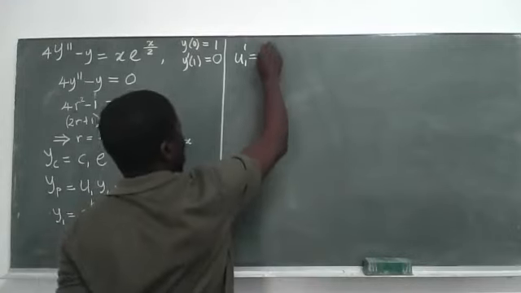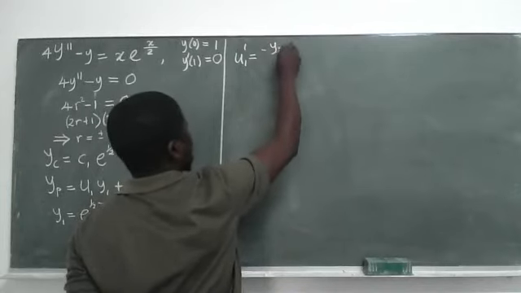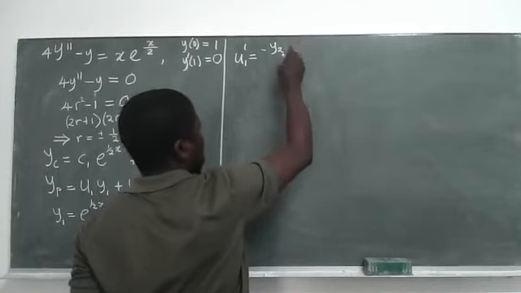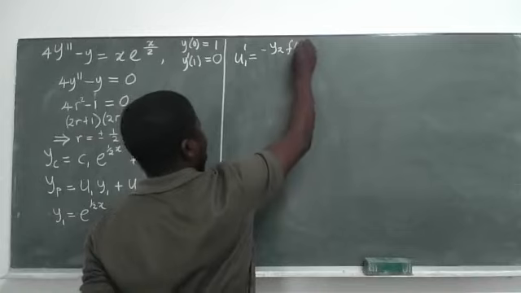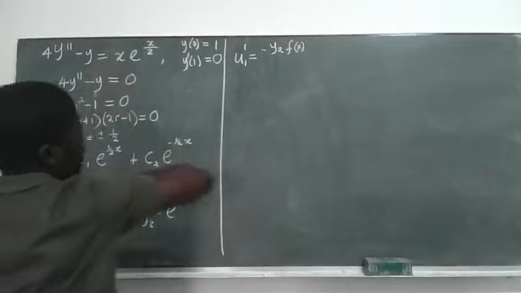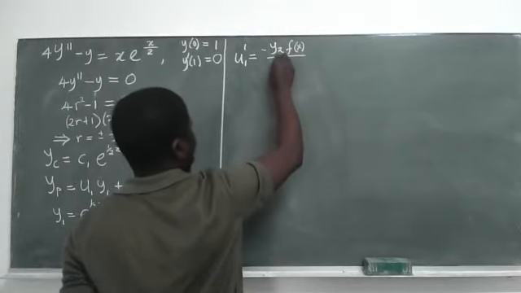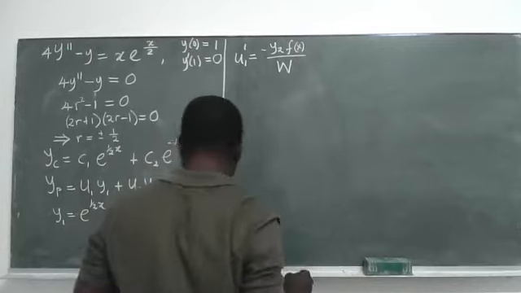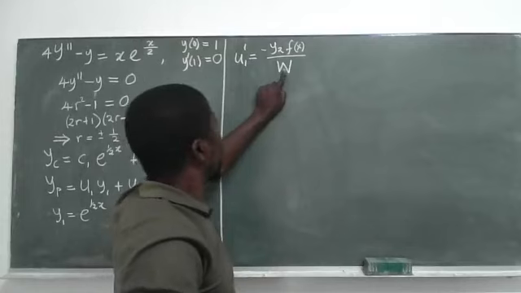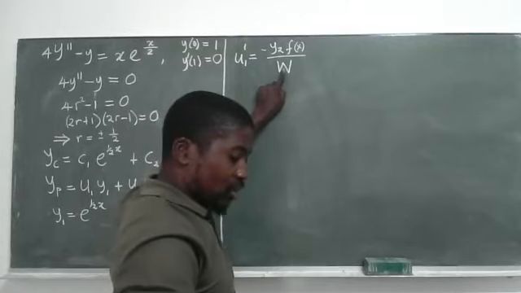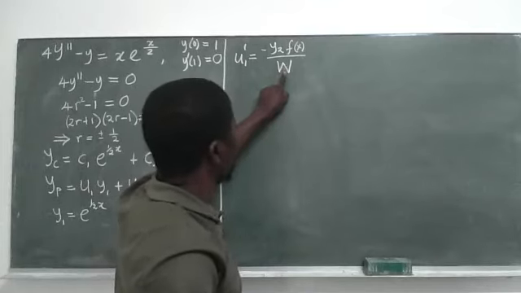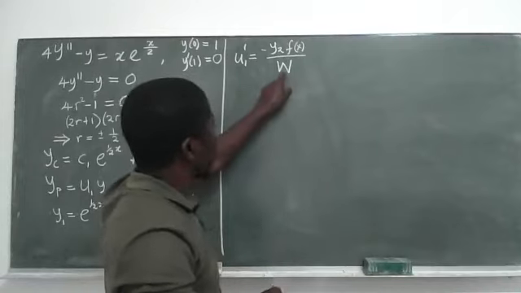So u1 prime is equal to minus y2 times f of x, or g of x, the function name doesn't matter. What we are referring to by f of x is that function on the far right side. So in this case, this is our f of x, all right? So that divided by the Wronskian. I want to emphasize that right here, we divide by the Wronskian alone. Let's not put the modulus for the Wronskian. You take the Wronskian as it is, which is the determinant of that matrix I will show you just now, and then place it here.